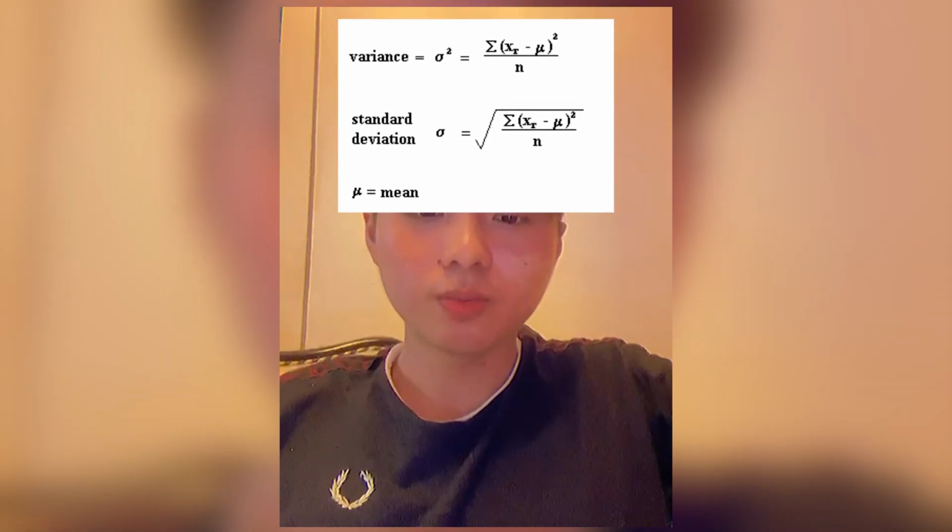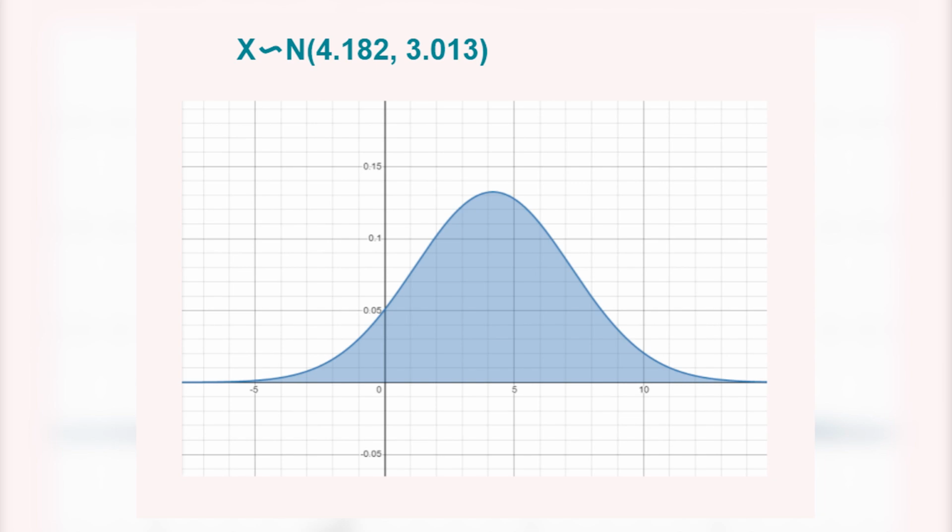For the calculation part, these are the formulas that we use. As for the result, we got 44 for n, 4.182 for the mean, 9.079 for the variance, and 3.013 for the standard deviation. This is our normal distribution graph. Our mean is 4.182 and our standard deviation is 3.013.